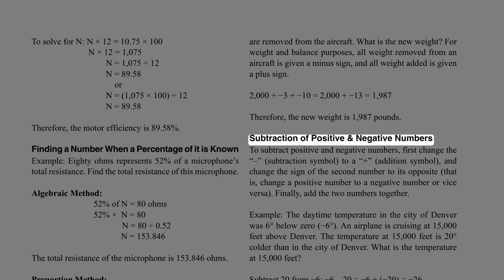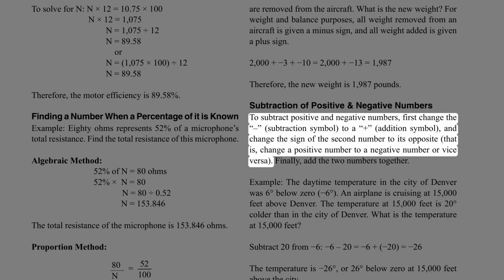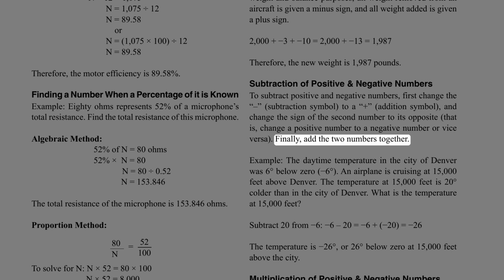Subtraction of positive and negative numbers. To subtract positive and negative numbers, first change the subtraction symbol to a plus addition symbol, and change the sign of the second number to its opposite, that is, change a positive number to a negative number or vice versa. Finally, add the two numbers together.